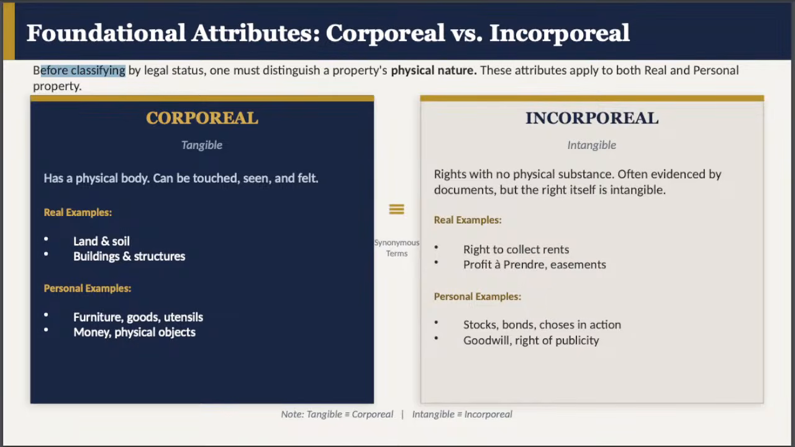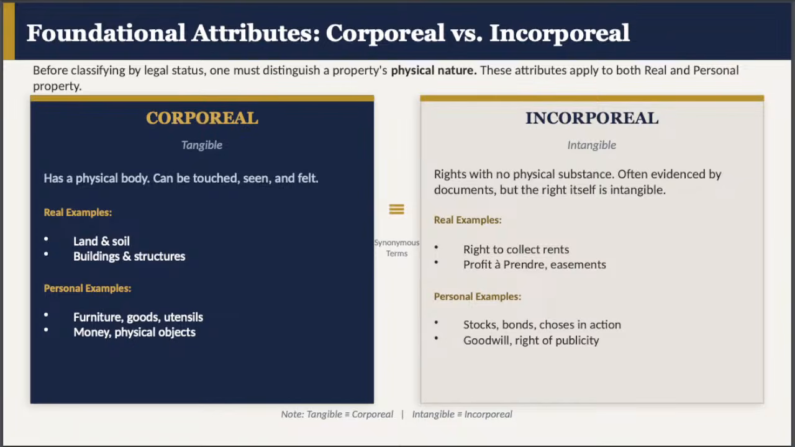Before we can classify these property rights or property law by legal status, one must distinguish a property's physical nature. These attributes apply to both real and personal property. So we have corporeal and incorporeal. Corporeal is synonymous with tangible. Incorporeal is synonymous with intangible for most cases, practically. I'd say that they're pretty much interchangeable, and depending on the context you're in, one may be preferred.